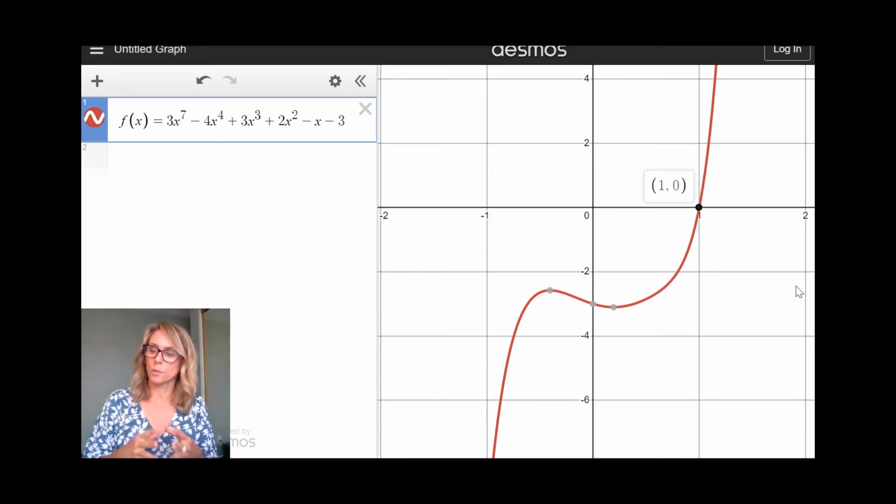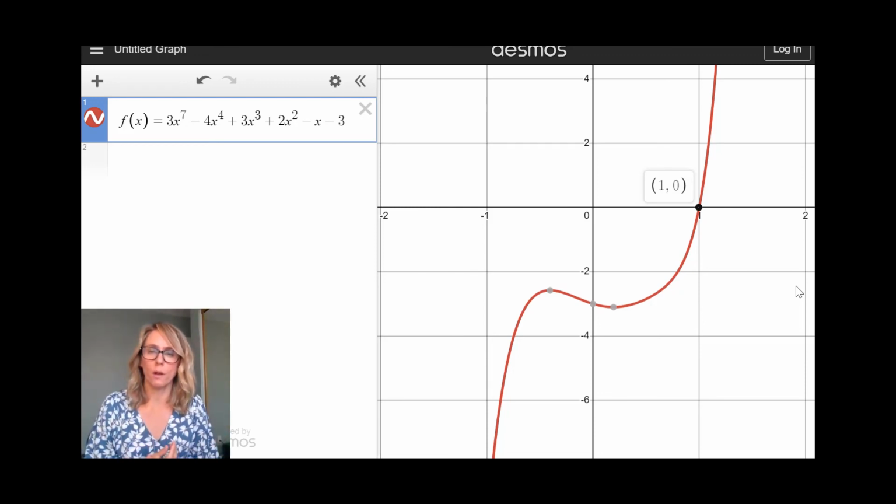So Descartes' rule told us that it would either have 3 or 1 positive real zeros. It has 1 positive real zero. And it told us that it would either have 2 or 0 negative real zeros. And it actually has 0 negative real zeros. There's only one place where it crosses the x-axis. There are other zeros. They are just complex zeros, meaning they're going to be imaginary. Not incredibly useful to us if we wanted to graph.